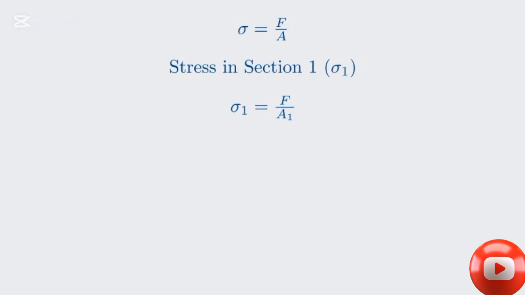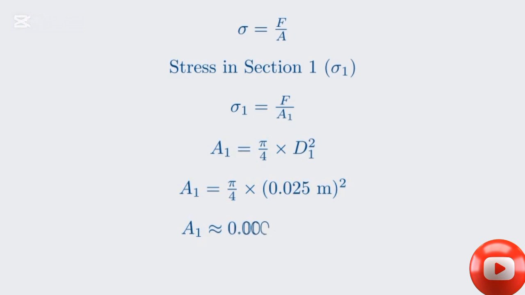First, we need the area A1. It's a solid circle, so its area is pi times the radius squared, or pi over 4 times the diameter squared. A1 equals pi over 4 times the diameter d1 squared. Substituting our values, A1 is pi over 4 times 0.025 meters squared. Calculating this gives us an area of approximately 0.049087 square meters. Now we have everything we need to calculate the stress in the upper section.